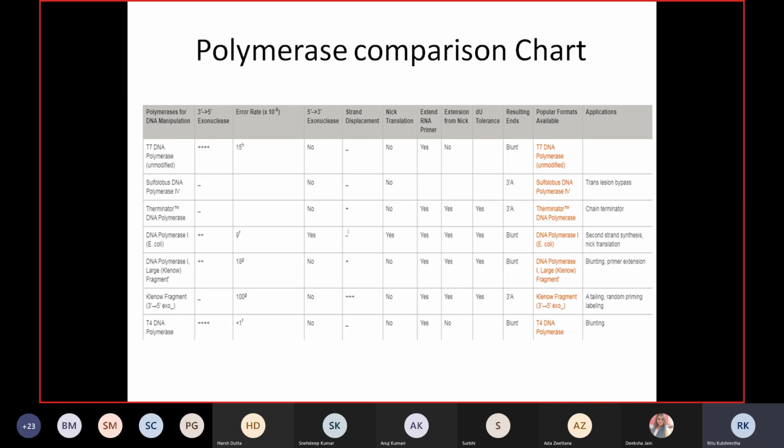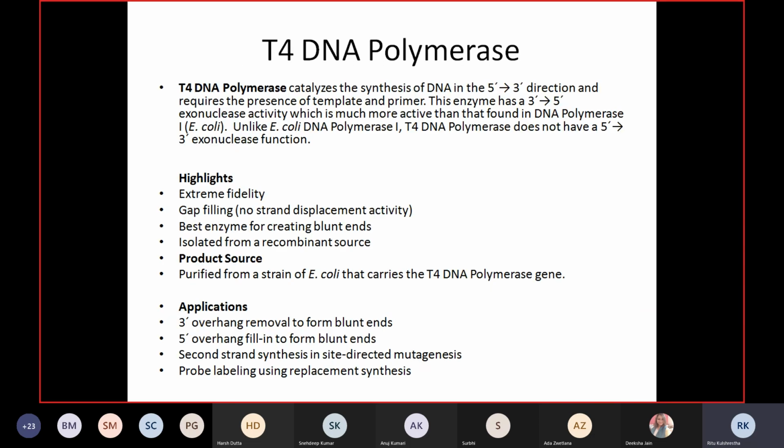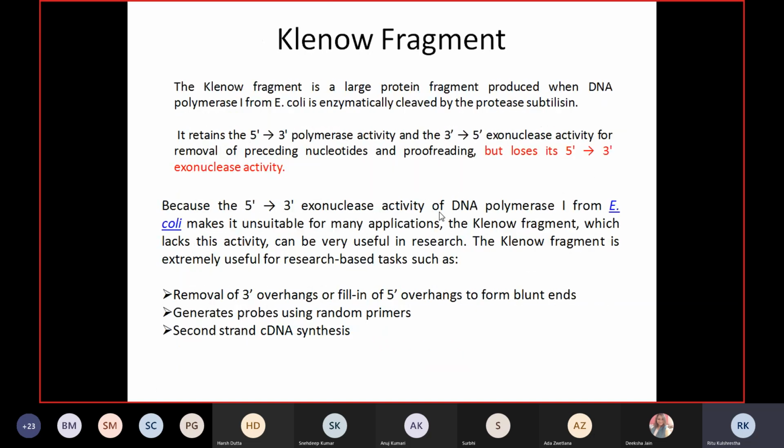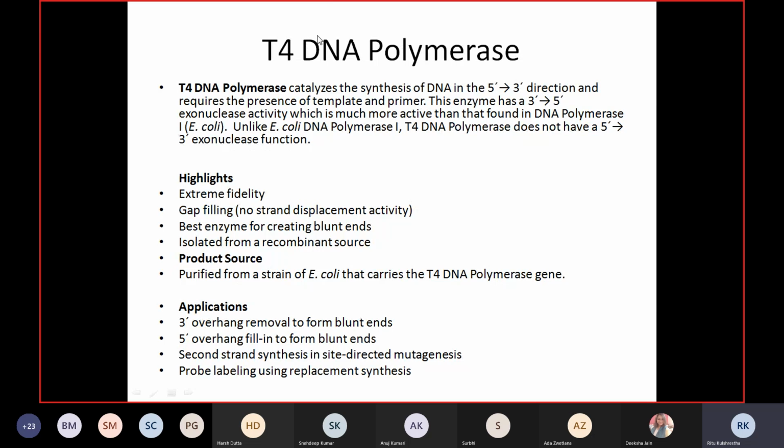It's 9:48. Okay, so now coming to T4 DNA polymerase. It is again a DNA polymerase. The only thing is it is from T4 bacteriophage. It is not the E. coli DNA polymerase that I just discussed in my previous slides. This T4 DNA polymerase has a 5' to 3' polymerase activity, and the difference between this and the E. coli DNA polymerase is that its 3' to 5' exonuclease activity is many-fold higher.